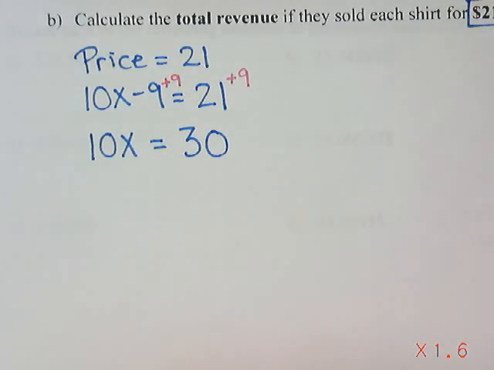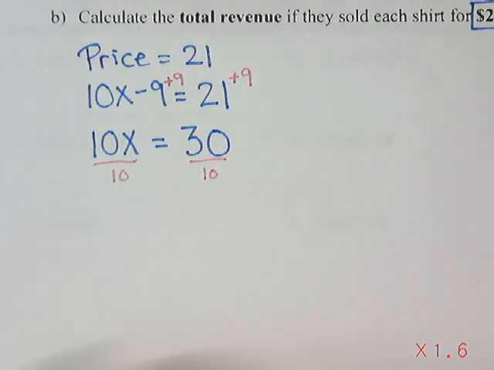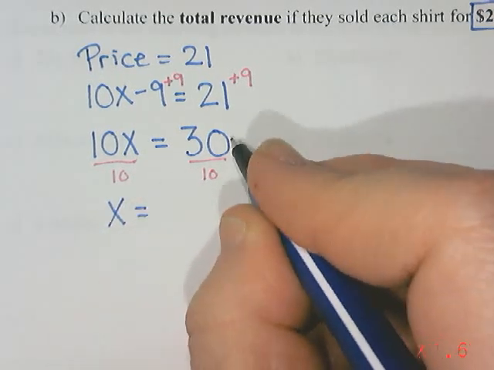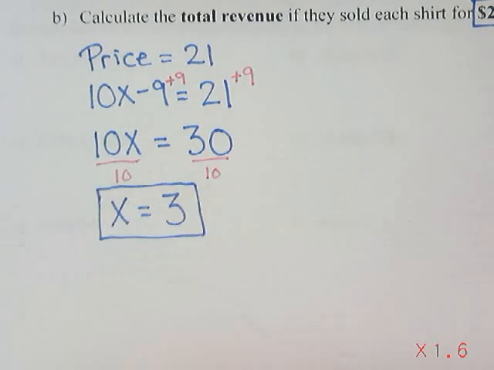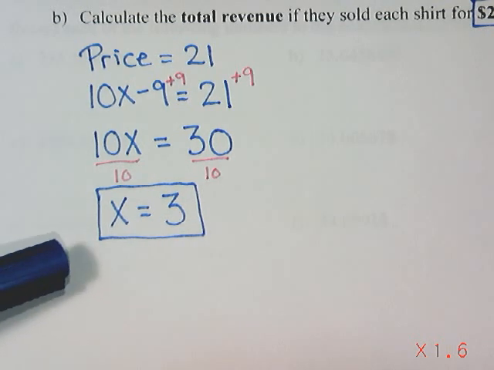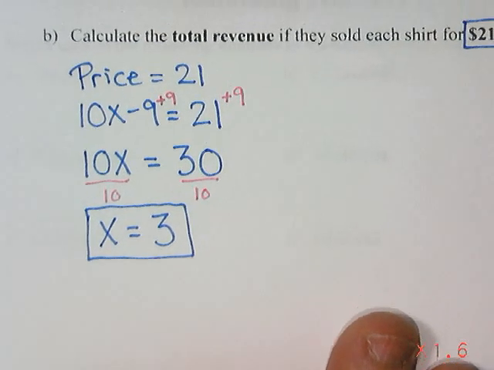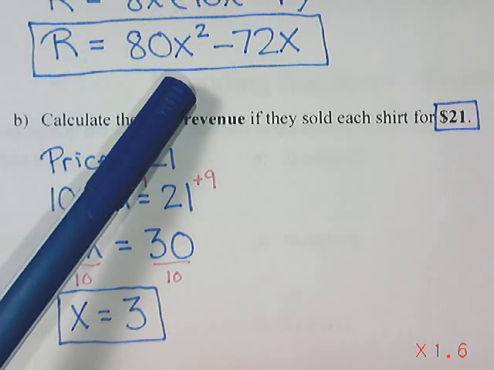From here, I would divide both sides by 10 to cancel out that multiply by 10. 10 divided by 10 is 1x, or just x. And 30 divided by 10 is 3. So I got that x equals 3. Does that mean their total revenue was $3? No, it does not mean their total revenue is $3. It means that when the price was $21, the value of x is 3, and I can calculate my revenue by putting 3 everywhere I see an x.